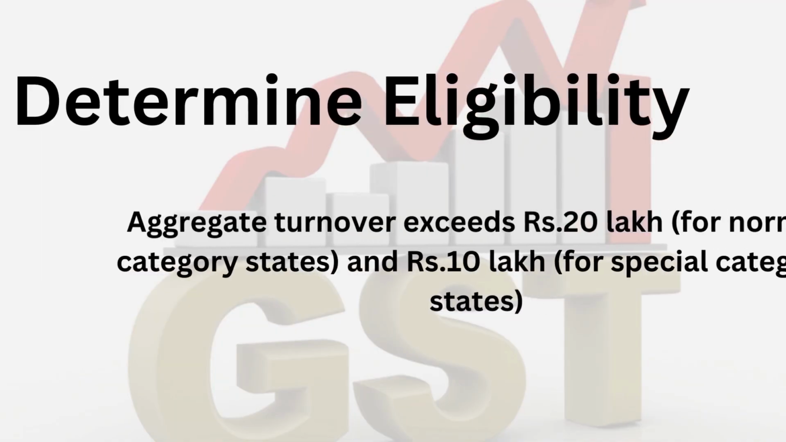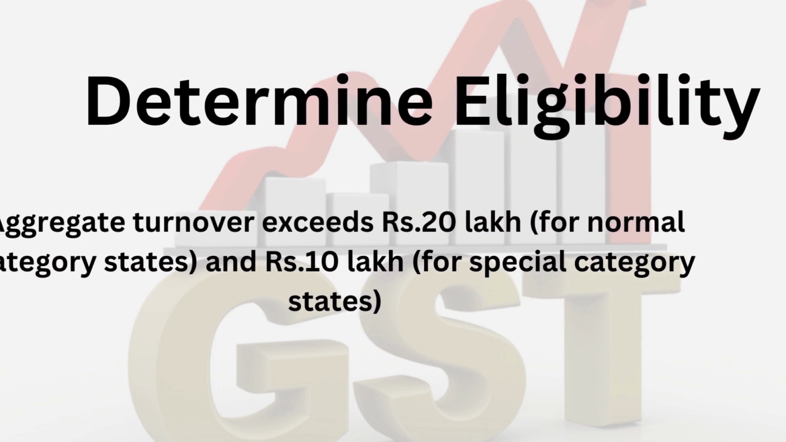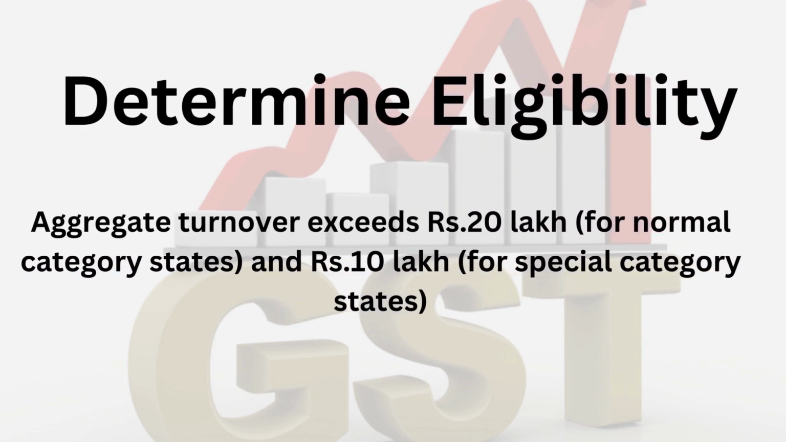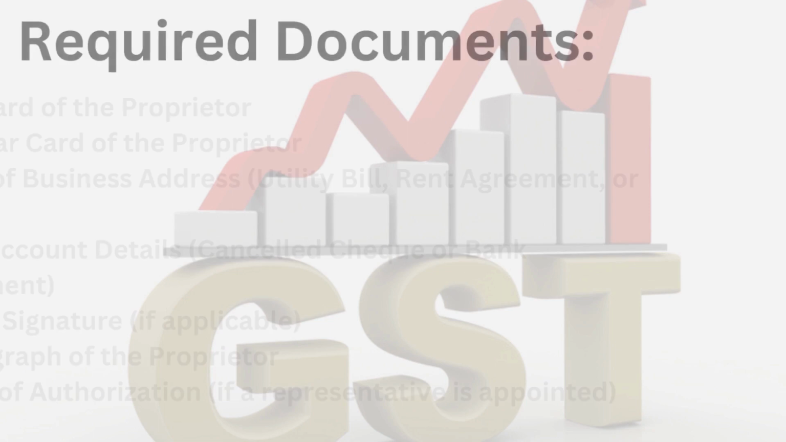Determine eligibility. The first step is to determine whether your proprietorship is eligible for GST registration. As per the GST Act, if your annual turnover exceeds Rs 20 lakh for normal category states and Rs 10 lakh for special category states, you must register for GST. However, if your turnover is below the threshold, registration is optional but it can still be beneficial.